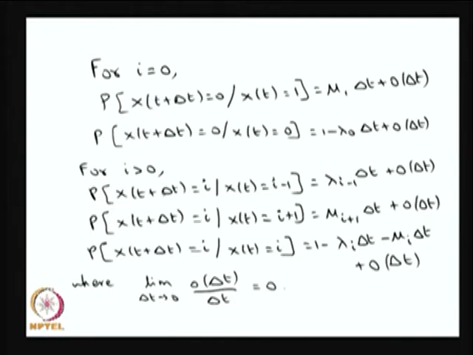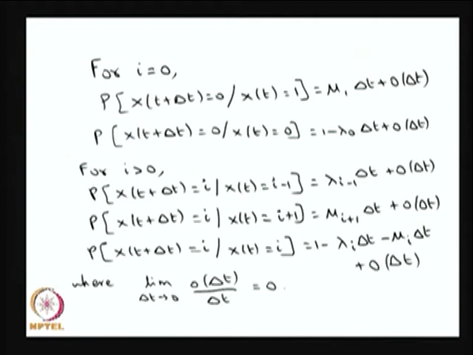For i greater than 0, the system moving from the state i to i is 1 minus lambda i times delta t minus mu i times delta t plus order of delta t, whereas the system moving from i plus 1 to i, one step backward, is mu i plus 1 times delta t. The system moving from the state i minus 1 to i for i greater than 0, a forward one step move, is lambda i minus 1 times delta t plus order of delta t. This order of delta t may be a function of delta t, it need not be the same. As delta t tends to 0, order of delta t divided by delta t is going to be 0.